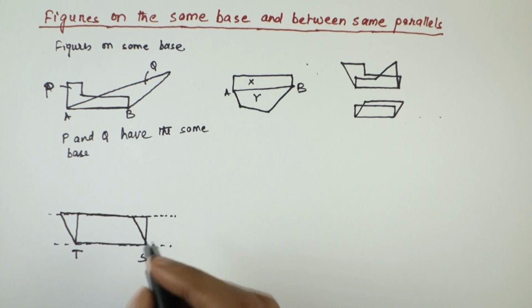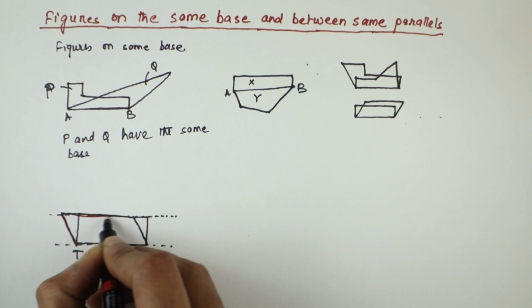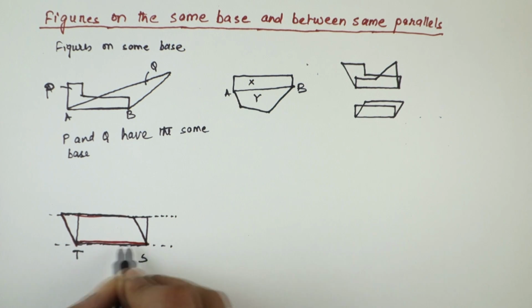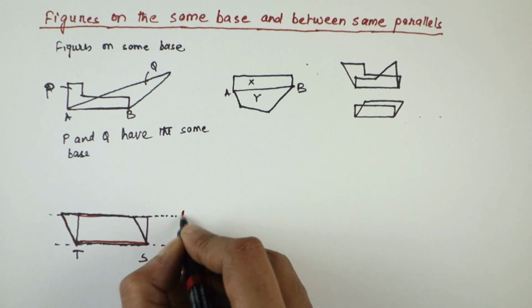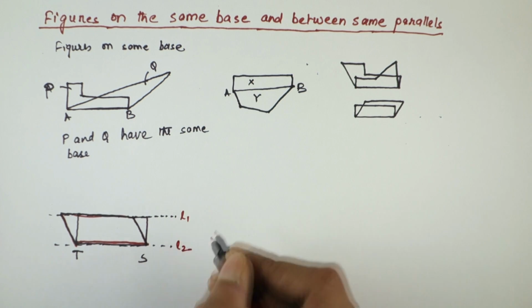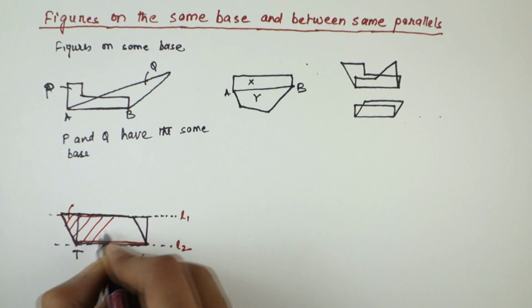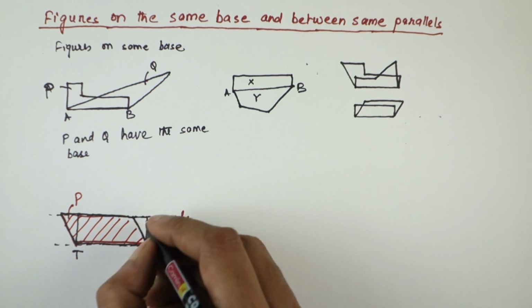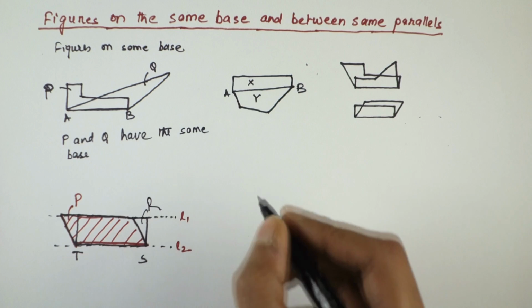Let me use a different color. So this parallelogram is on the same base TS, and is between these two parallel dotted lines. Let's call this line 1, and let's call this line 2. So this parallelogram P, which is this whole figure, and this rectangle, let's call this rectangle R.